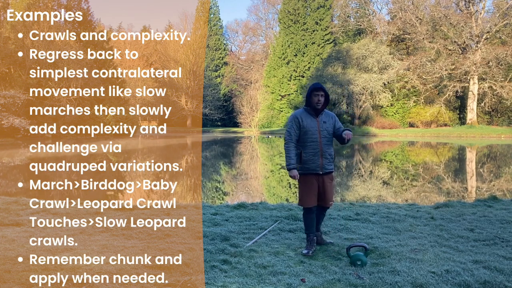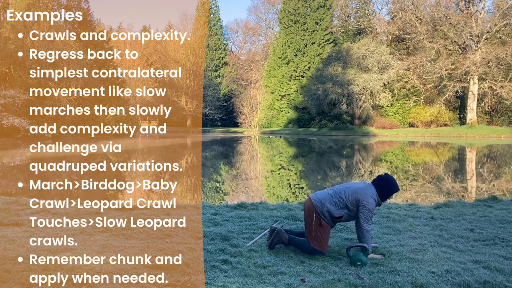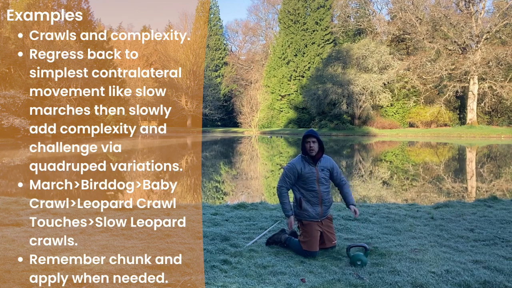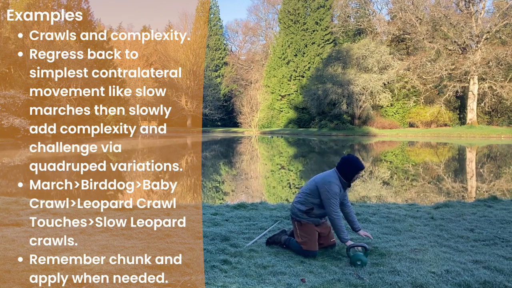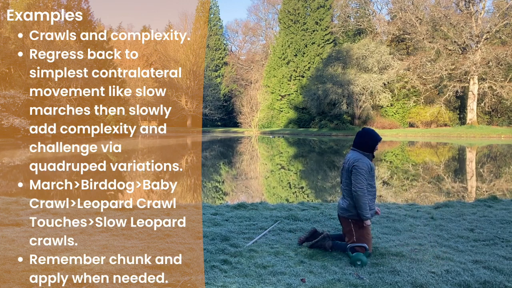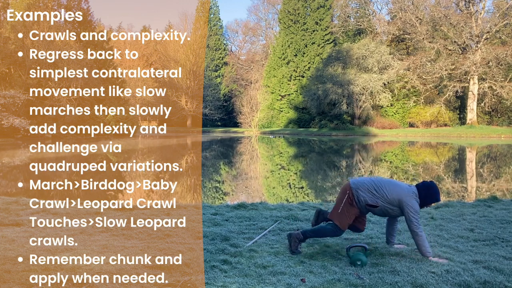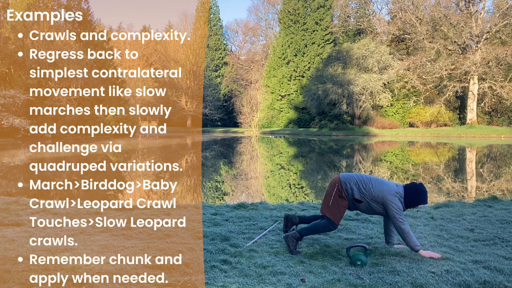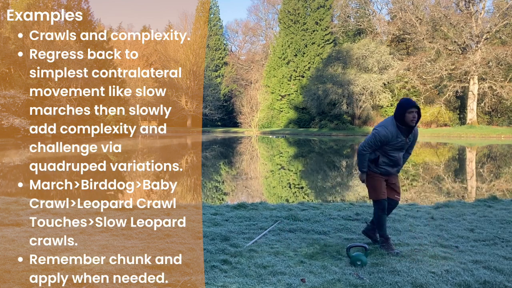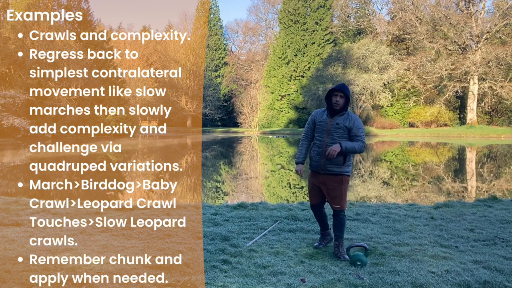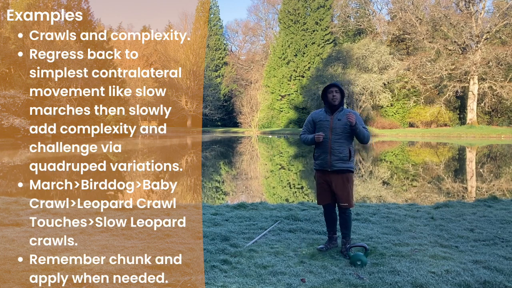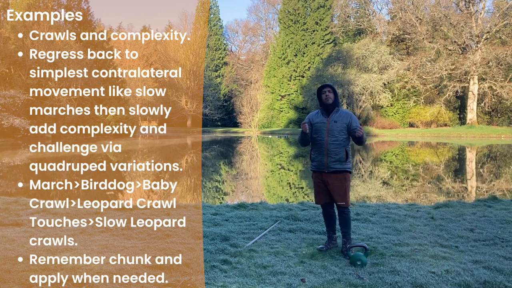Once I've done that, I'll get them down in quadruped position. I'll get them to do some bird dog variations like that. Gets the contralateral moving. After that, maybe I'll do some baby crawls. Okay. After that, I'll do some leopard crawl touches. And then I'll have them crawling. Okay. And I know that if I teach the crawls in that sequence and I progressively add complexity to the contralateral movements, that I'll have much, much more success than if I just have people crawl.